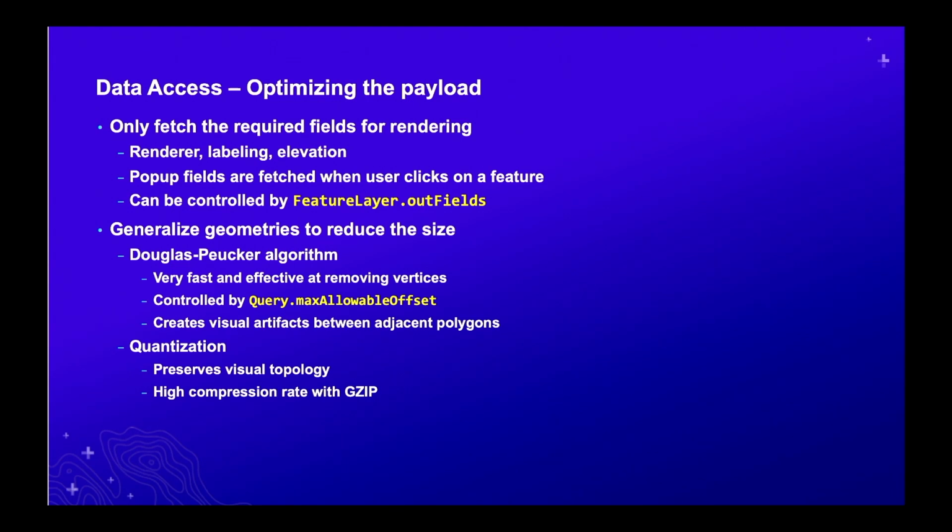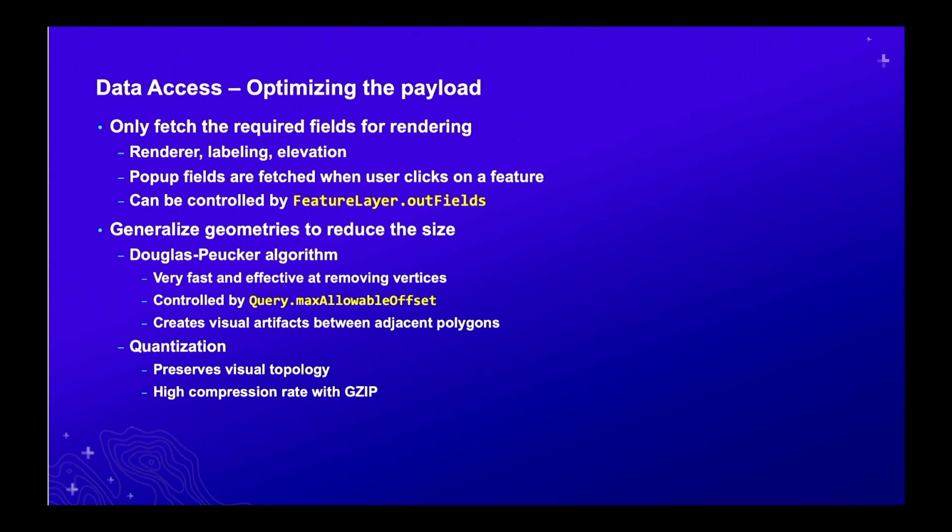And then the other big optimization that we do is to generalize the geometries to reduce the size of the geometries. There are 2 ways in ArcGIS to do this on the REST API. The first one is the Douglas-Peucker algorithm. It's controlled if you set the max allowable offset on the query. It's a very fast generalization algorithm that is very effective at removing vertices.